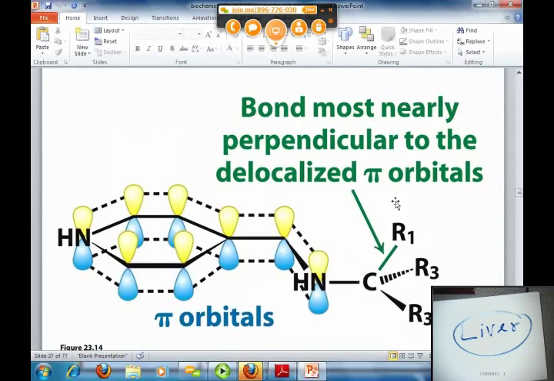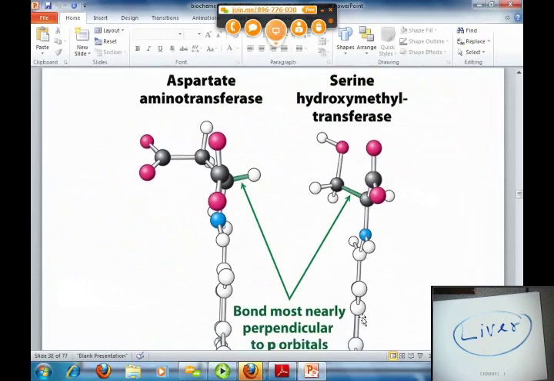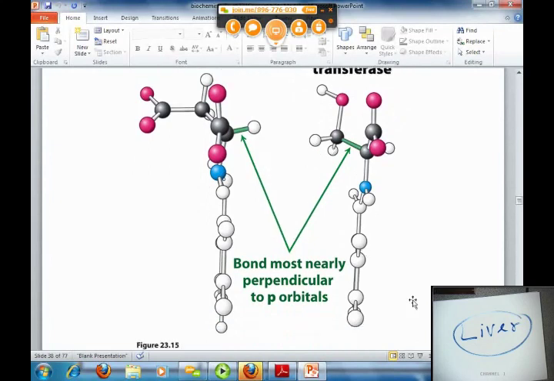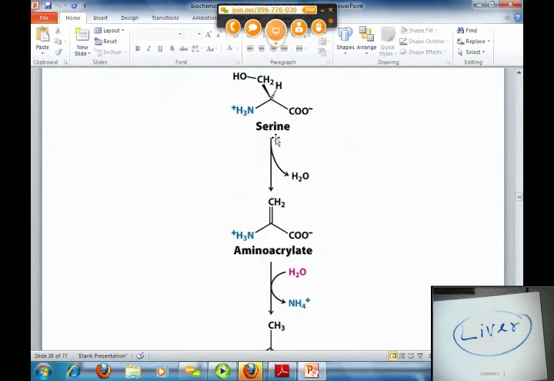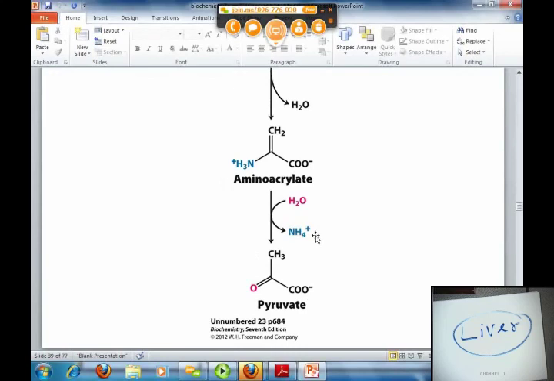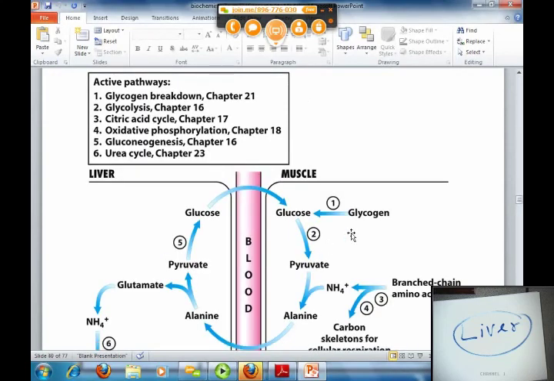The bond most perpendicular to the delocalized pi orbital. This again is the mechanism of how the molecule is releasing this ammonia. Aspartate aminotransferase, serine hydroxymethyltransferase enzyme. The bond most nearly perpendicular to the p orbital is more vulnerable and easy to break. So now here the serine, and then you get amino acrylate, ammonia is released, pyruvate. Again from amino acrylate, this is how the ammonia is being produced.